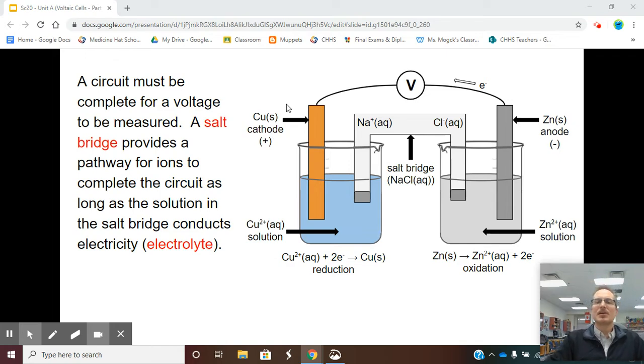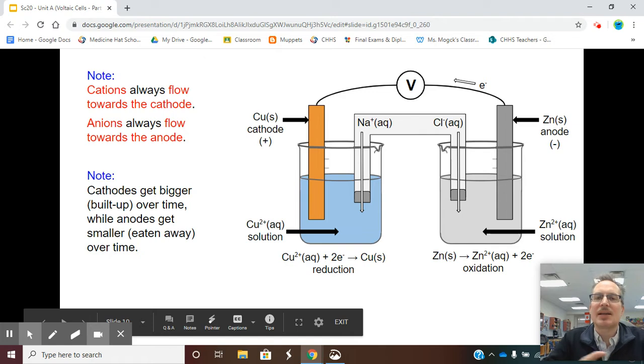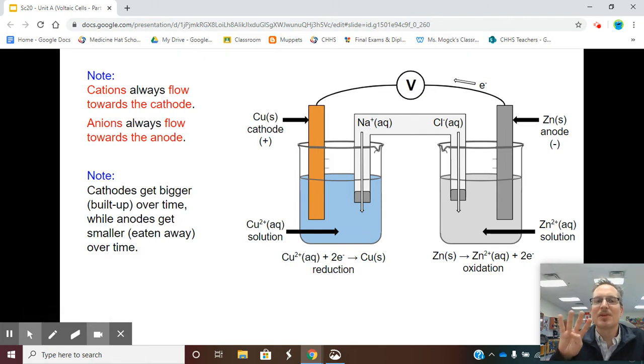Now we're talking about how in a salt bridge, you can put anything in here as long as it has a charge on it, as long as it will conduct electricity. In this example, we actually put table salt, NaCl, so I have Na positive and Cl minus. Let's take a look at this, and I'd like to point out goofy rule number 4. Cations always flow towards the cathode.